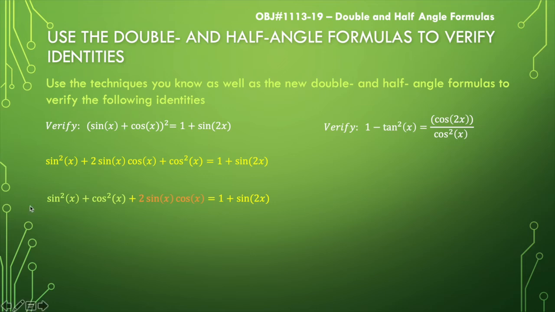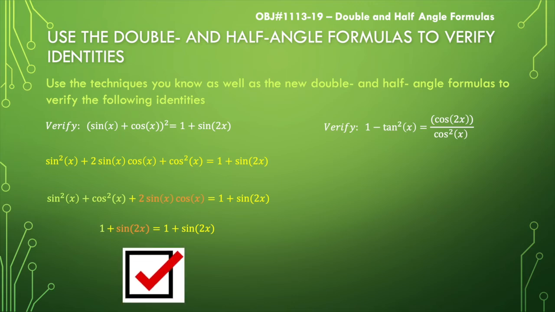Okay. Well, do you remember what sine squared of x plus cosine squared of x is equal to? Hopefully you remember that that is the big Pythagorean identity, and that's just 1. Now, 2 sine x cosine x, that's your double angle identity. And so I can change that into sine of 2x, and then we'd be finished. I've got the left side equaling the right side, and I'm good to go.